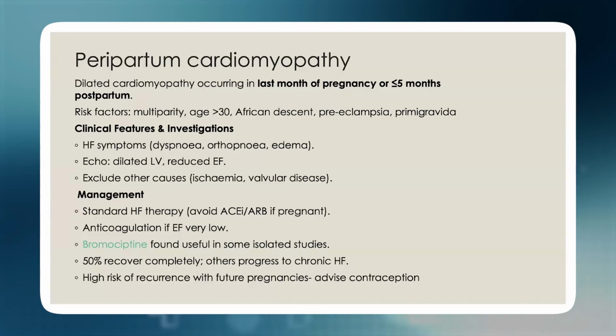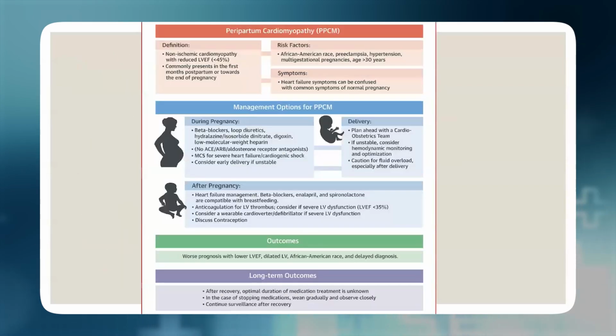Please go back and read about the pathophysiology of peripartum cardiomyopathy. It's fascinating. There are many theories, one of which includes a prolactin-like segment circulating in the blood, which is why we come to the bromocriptine thing. So we do not have time to explain it, but please do go back and read the pathophysiology. 50% of the patients recover completely, others progress to chronic heart failure. High risk of recurrence with future pregnancy, so contraception needs to be advised.